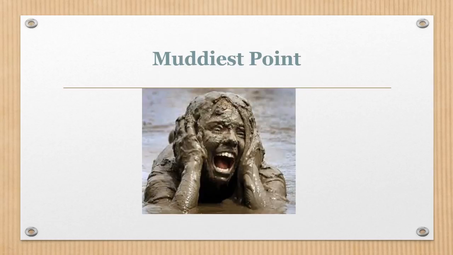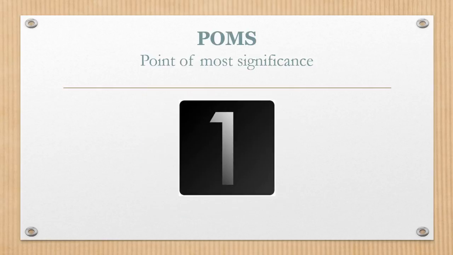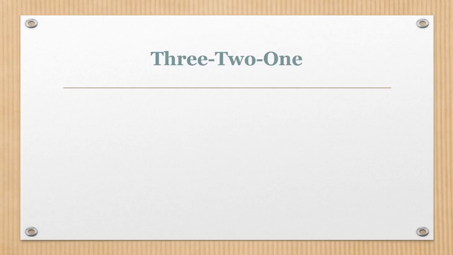Muddiest point is where students are asked to take a few minutes to jot down what the most difficult or confusing part of a lesson was for them. You get to look at it after the class, and you can start the next lesson trying to clarify anything that was muddy. POMS is point of most significance, in which students are asked to identify the most significant learning or idea they gained from a lesson. This is how you can check to see what they learned that was most significant in their mind, and whether it was what should have been most significant.